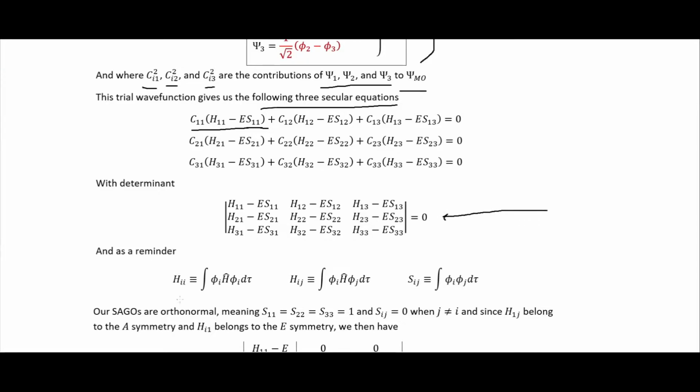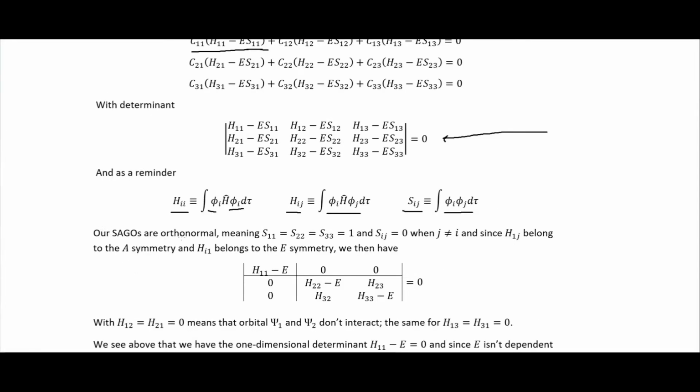Just as a reminder, this H, when the i and i are the same, so we have the two phi's that are the same, will just be the energy of those atomic orbitals, where this is the energy of the interaction between those atomic orbitals, and this is the overlap integral between the atomic orbitals. Our symmetry adapted group orbitals are orthonormal, meaning that S11 equals S22 equals S33 equals 1, and Sij is equal to 0 when j is not equal to i. So we end up with this determinant right here. We've just turned these two to 0, and the S11, S22, and S33 have just gone to 1, so those are just subtracting the E there.